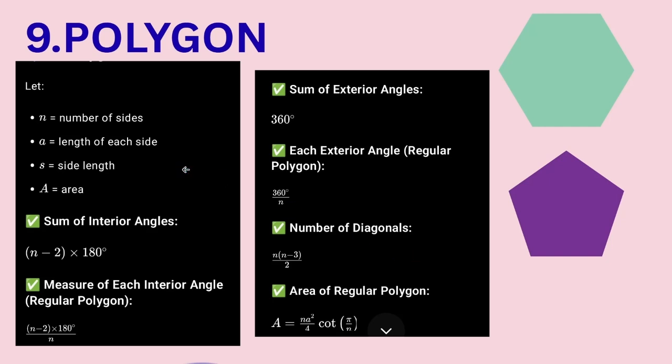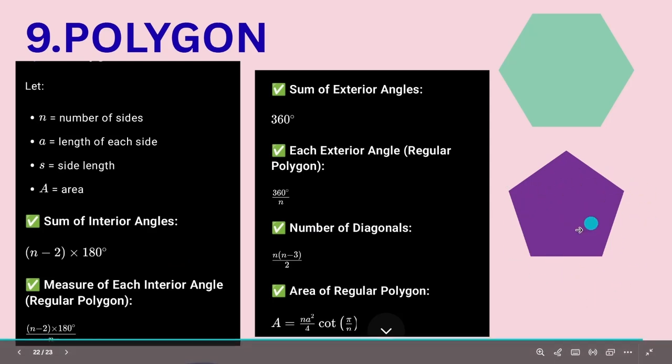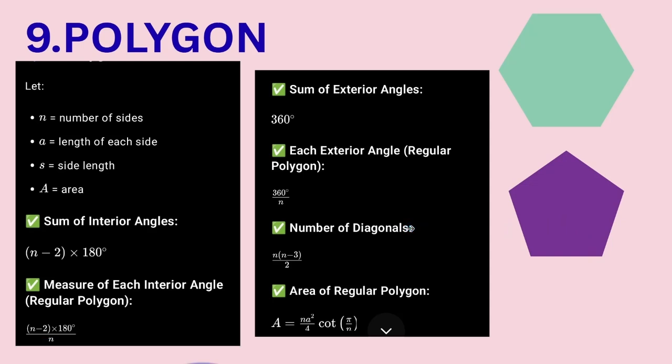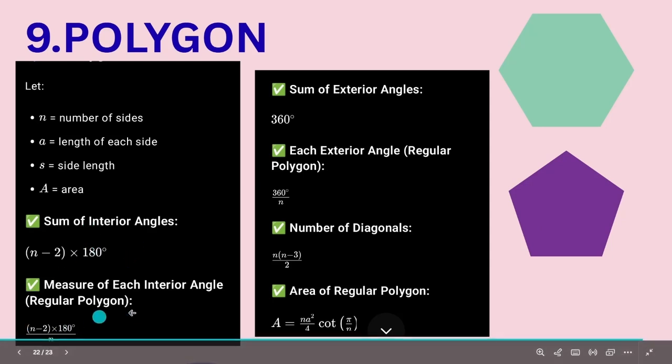And then we have the polygon. Polygon means many. It can be any, it starts from n equal to 3, and it can be any number. So suppose we have n number of sides, a is the length of each side, and s is equal to the side length, and A is equal to the area. Then the sum of the interior angles, that is all the angles made inside, is simply n minus 2 into 180. That is, if it is 5 for a pentagon, then it will be 5 minus 2, that is 3 into 180 degrees. That is the sum of all the interior angles. And if we need to find each angle, then we simply divide this by n.